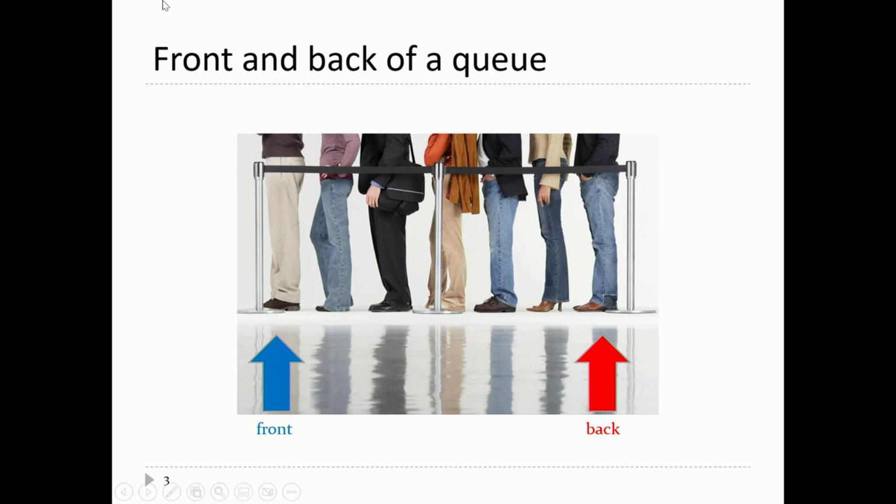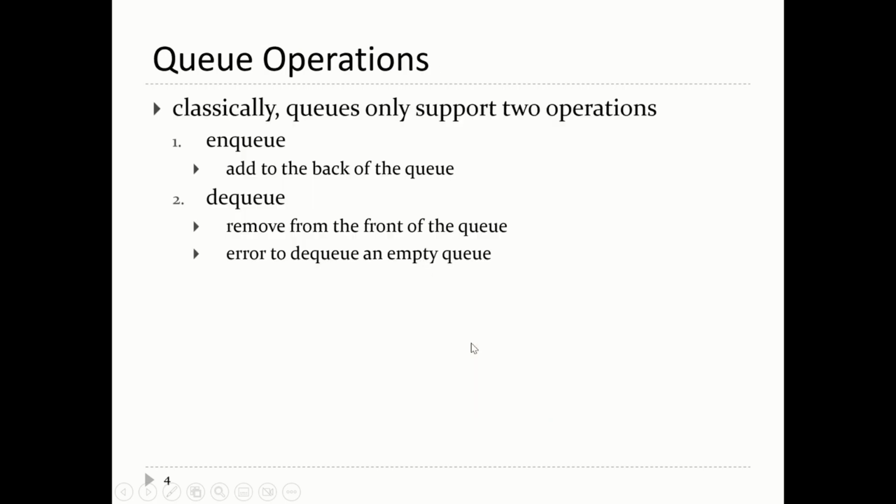In a queue, it's similar to a stack. In a stack, everything happens at the top of the stack. In a queue, everything happens at the front and the back, so it happens at both ends of the data structure. There's only two classic operations. You can enqueue, so add to the back of the queue, and you can dequeue, remove from the front of the queue. And of course, it's an error to try to dequeue an empty queue.